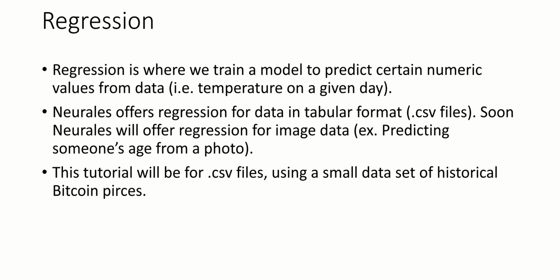One example of this is temperature on a given day, based on something like atmospheric pressure or some other related quantities. And so Neurales lets you do this for CSV files, pretty much data in tabular format, and never forget that you can always save Excel files as CSVs and import them over to Neurales. And soon Neurales will actually be able to offer regression for image data. This example could be predicting someone's age from a photo.